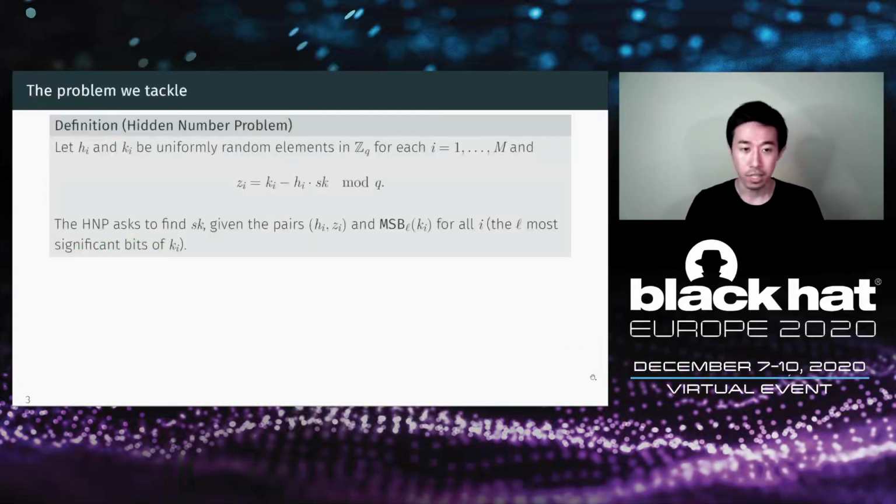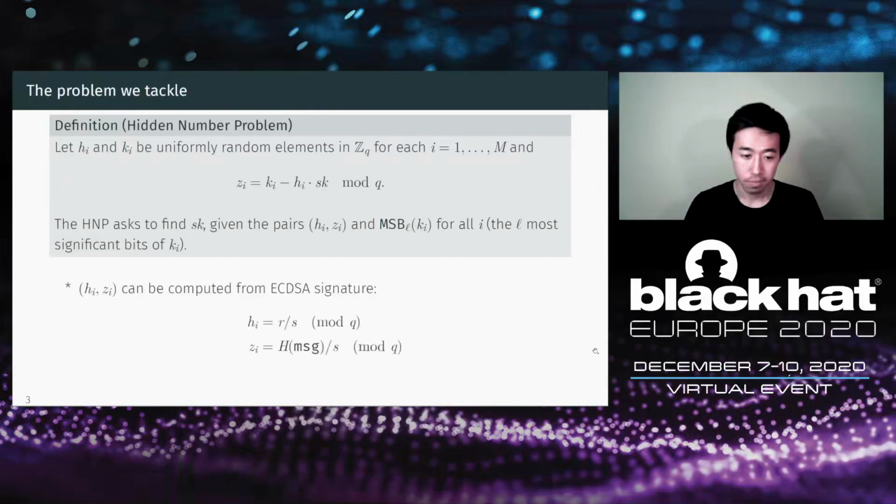So let's define the hidden number problem. In the hidden number problem, the attacker is given the pairs H and Z that satisfy this modular equation. Also, the attacker is given the most significant bit information of nonce K. And then the goal is to recover the secret key Sk. Even though the equation doesn't look like an ECDSA signature, once you obtain an ECDSA signature, you can easily convert the signature into an instance of the hidden number problem, like this.